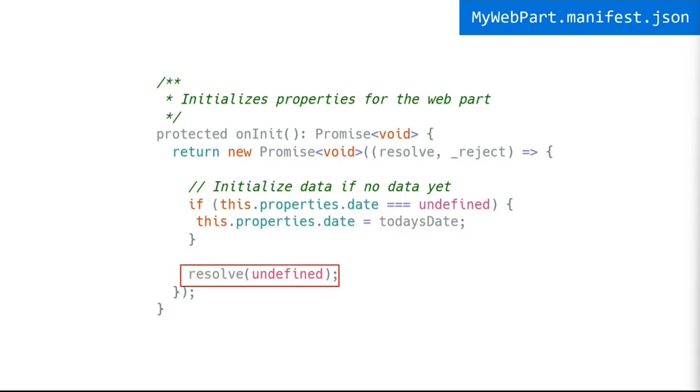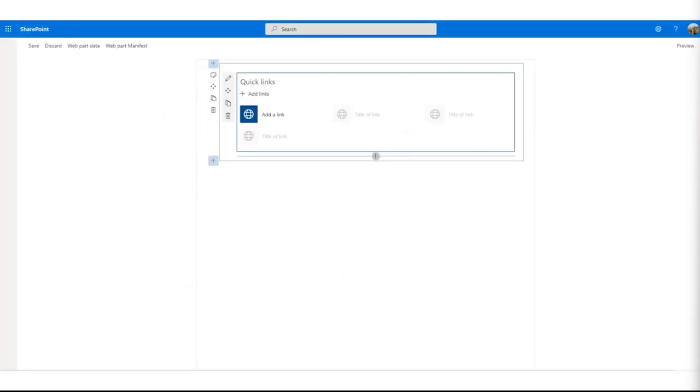All right, so your web part onInit method then needs to resolve, otherwise your web part is going to be waiting for you to resolve forever. So that's good. So far, we've defined some web part properties, some attributes and default values and fancy default values.